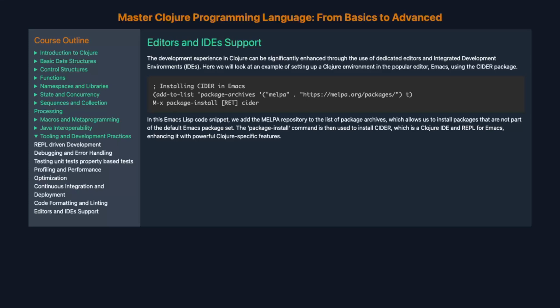In this Emacs Lisp code snippet, we add the MELPA repository to the list of package archives, which allows us to install packages that are not part of the default Emacs package set. The package-install command is then used to install CIDER, which is a Clojure IDE and REPL for Emacs, enhancing it with powerful Clojure-specific features.